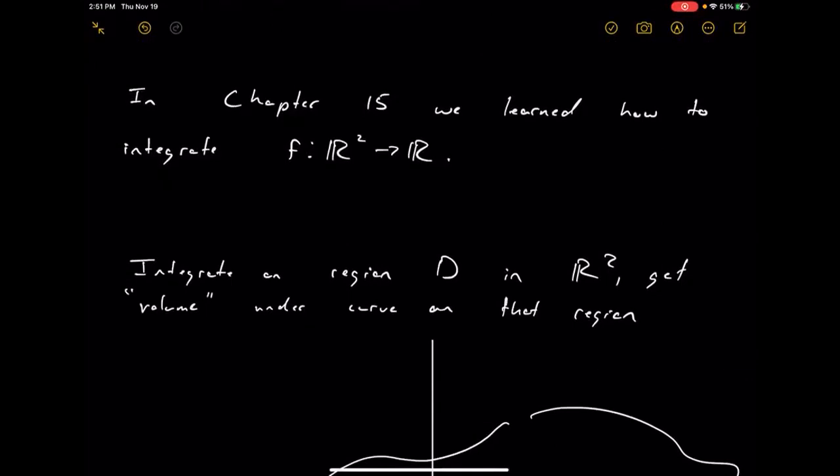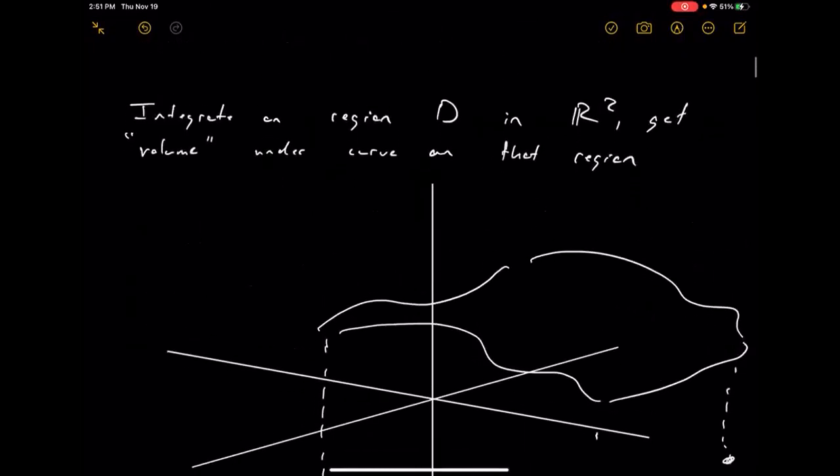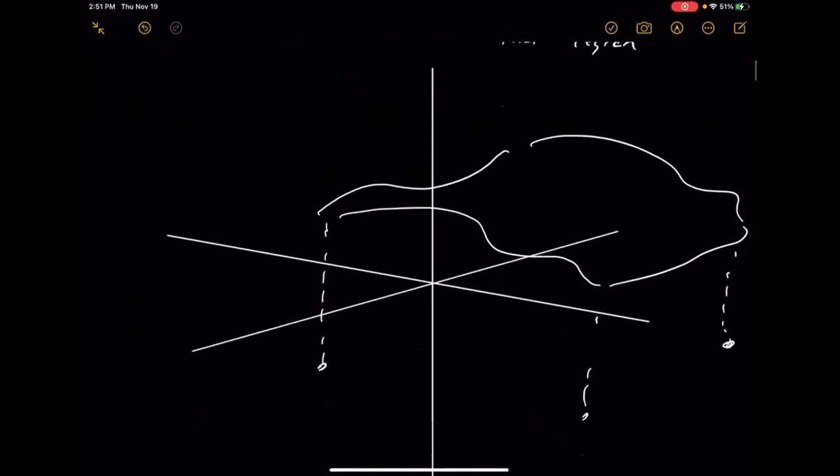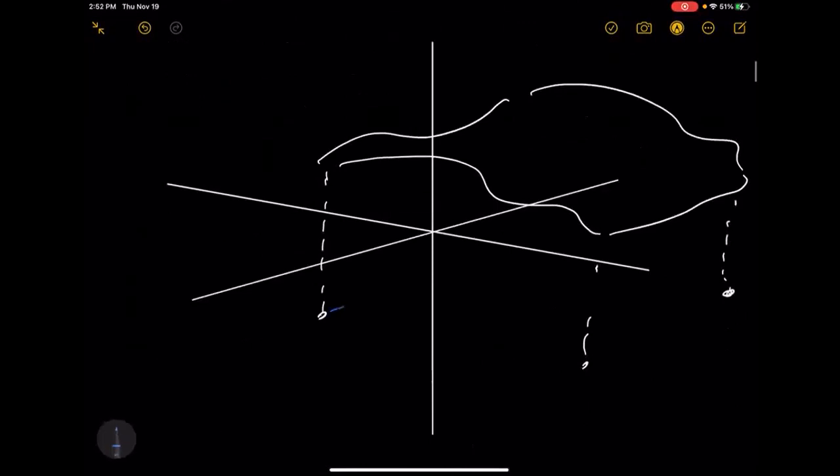Okay, first think about what we did in chapter 15 when we integrated multivariable functions. What would we do? We would integrate on a region D. And what would that region be? Let's see, I must have erased it at some point accidentally. Remember, we would be integrating on a region in R2, right? So maybe we'd be integrating on this region in the XY plane.